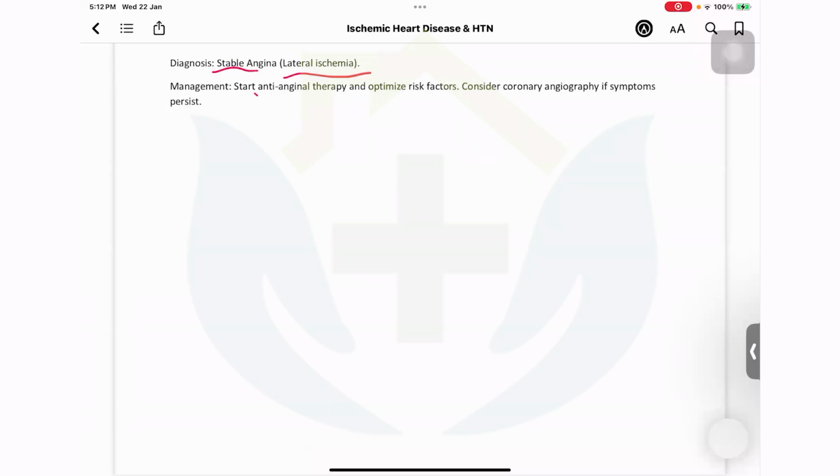So you start anti-anginal therapy. My question to everyone: which is the first drug that you will start for this patient? Beta blockers. Very good. Second drug? Nitrates. Third drug?